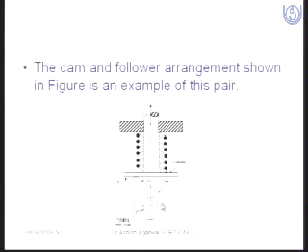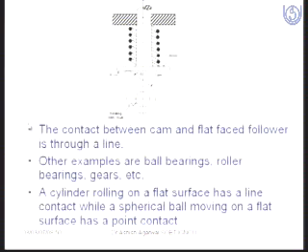And here we have an example of a higher pair. This is your cam mechanism, and between the cam and the follower there is a point contact, and only on the basis of this point contact it gets the motion from the cam to the follower and from the follower to the remaining mechanism. So such type of pair is called the higher pair. And you see that the pair between these two is through a line, and examples of such pairs are the bearing pairs, roller pairs, gears, etc.